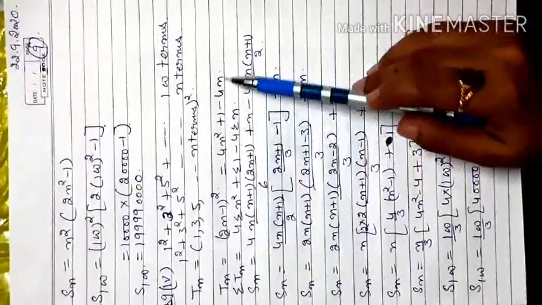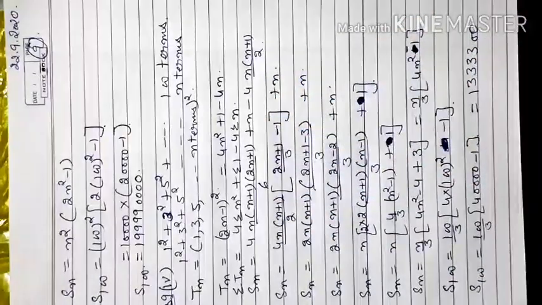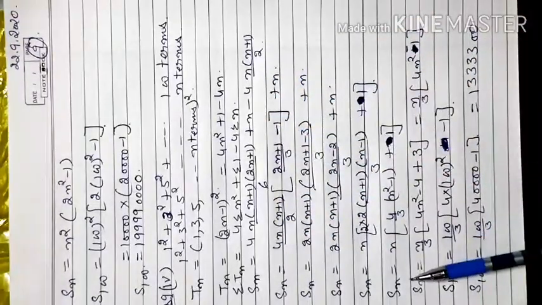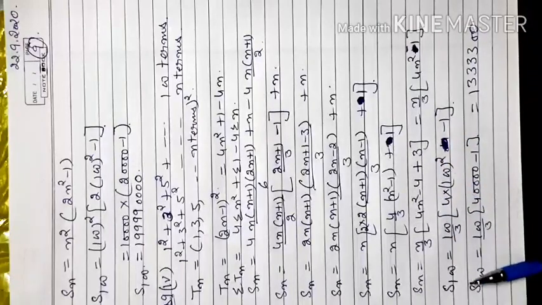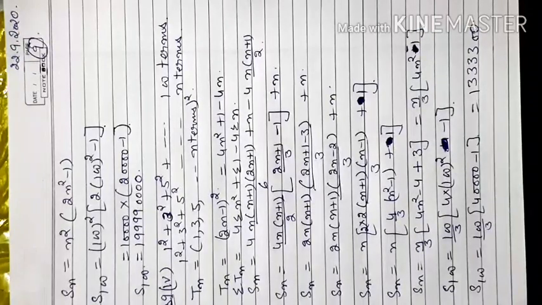So this is the nth term, separated in the form of a polynomial. Apply summation on both sides. Try to find the Sn formula, the sum of n terms formula, and if you have to find the 100 terms, at the last you just replace n with 100 and calculate.